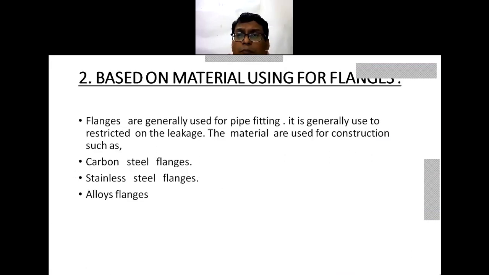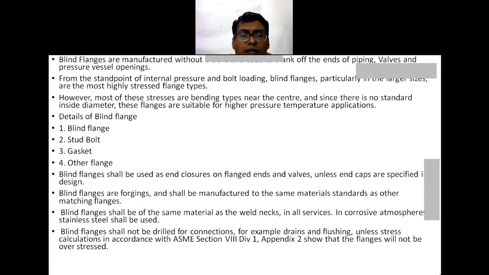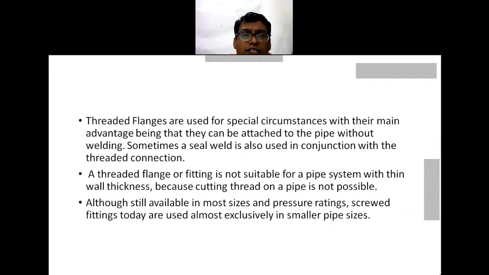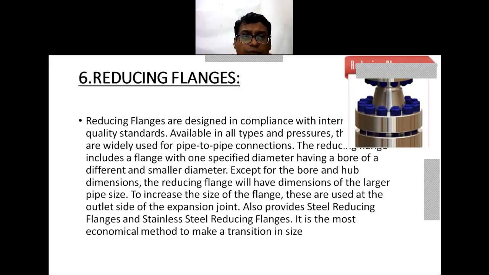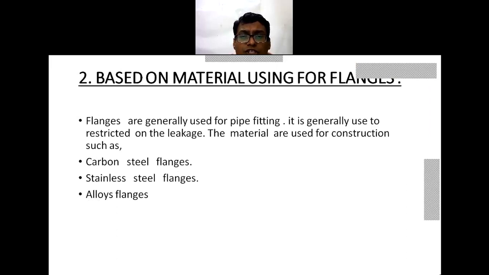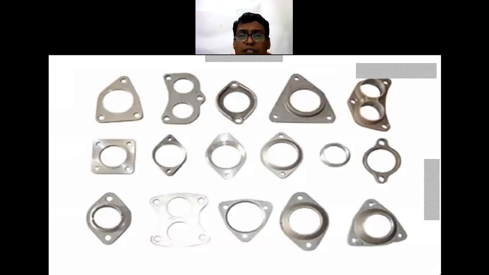Then, based on the material used for flanges, that was the standard flanges. All these above are the welded neck flanges, slip-on flanges, blind flanges, reducing flanges, threaded flanges, and lap joint flanges. All these are the standard flanges. Now next is the material of construction. The flanges can be fabricated from carbon steel, stainless steel, alloy, the different materials that can be used.